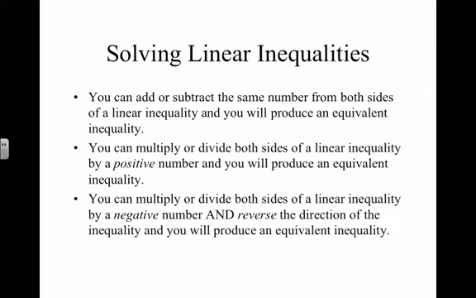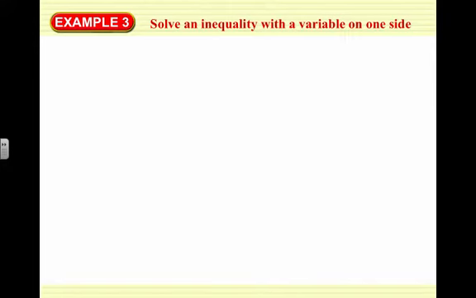Where you have to be careful is if you are multiplying or dividing both sides of the linear inequality by a negative number, you have to reverse the direction of the inequality, because you're shifting the weight. Whichever side was bigger than the other one before, boom, becomes smaller. So you have to reverse the direction of the inequality when you multiply or divide both sides of a linear inequality by a negative number. As long as you remember to reverse that direction, you'll still produce an equivalent inequality.